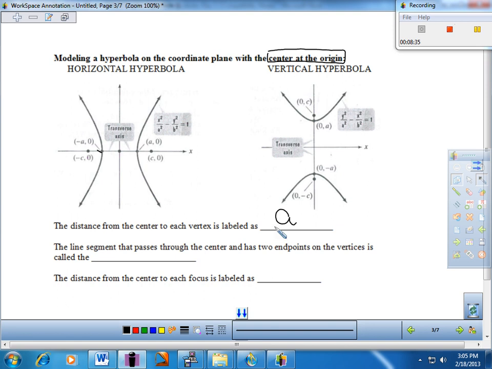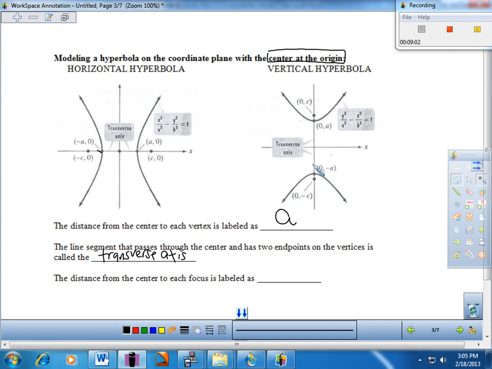All right, great. The line segment that passes through the center and has two endpoints on the vertices is what's called the transverse axis. So if you remember in an ellipse, we talked about major axis and minor axis. This one right here would be analogous to the major axis. And in fact, it just happens to be labeled in the two diagrams that I put here. Basically, vertex to vertex, everybody. Transverse axis. Same here, vertex to vertex. Transverse axis, excuse me. So you could see it could either be horizontal for the horizontal hyperbola, or it can be vertical for the vertical hyperbola.